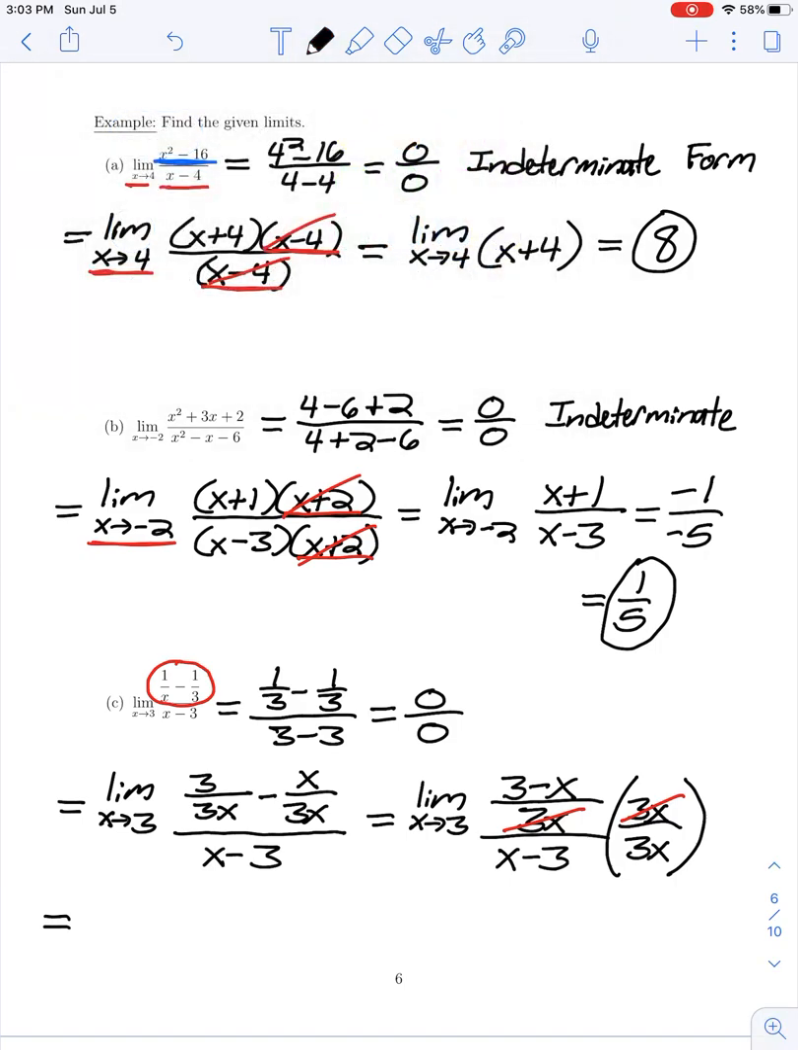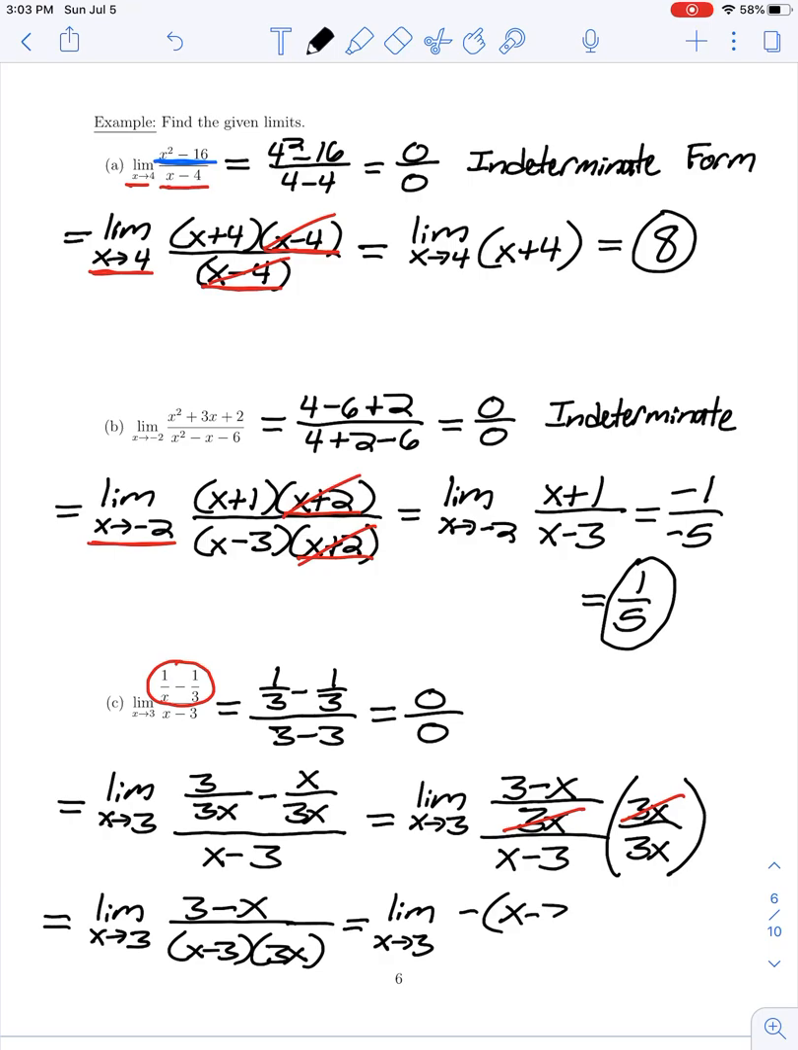by. And we are left with the limit as x approaches 3 of 3 minus x over x minus 3 times 3x. So at first glance, it seems like maybe this doesn't simplify nicely, but we'll notice that if we were to factor out a negative from the numerator, I would have x minus 3 times negative 1 for my numerator, and we're dividing by x minus 3 times 3x.